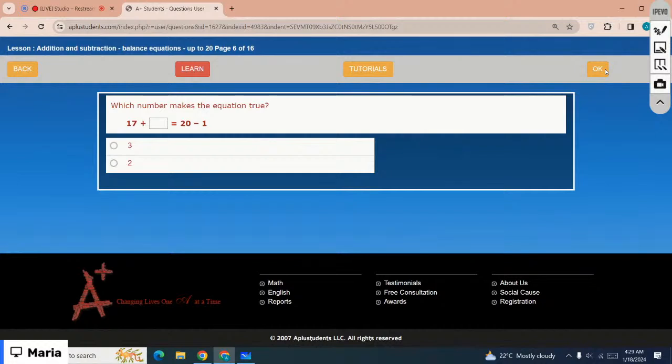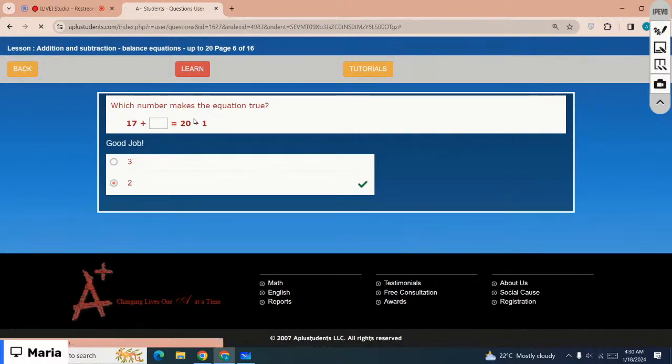Twenty minus 1 equals 19, right? So 17 plus what number equals 19? That is 17 plus 2 makes 19. You have to make 19 here. So 17 plus 2 makes 19, right?